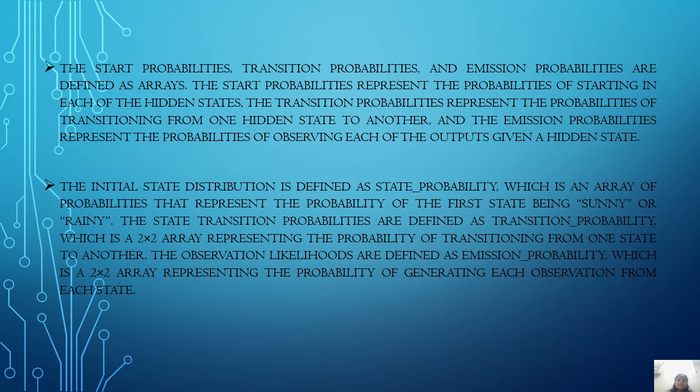The initial state distribution is defined as state probability, which is an array of probabilities that represent the probability of the first state being sunny or rainy. The state transition probabilities are defined as transition probability, which is a 2 cross 2 array representing the probability of transitioning from one state to another. The observation likelihoods are defined as emission probability, which is a 2 cross 2 array representing the probability of generating each observation from each state.